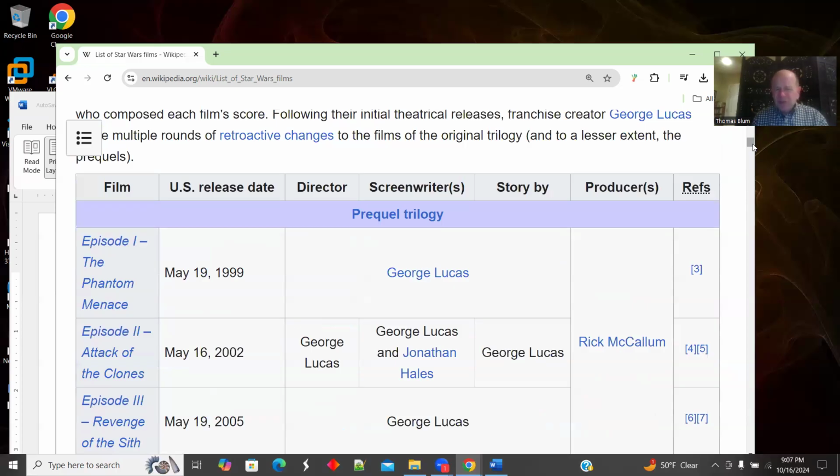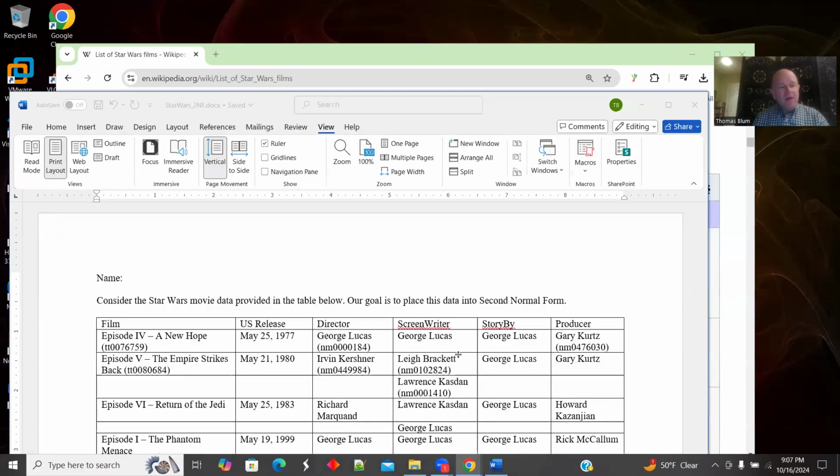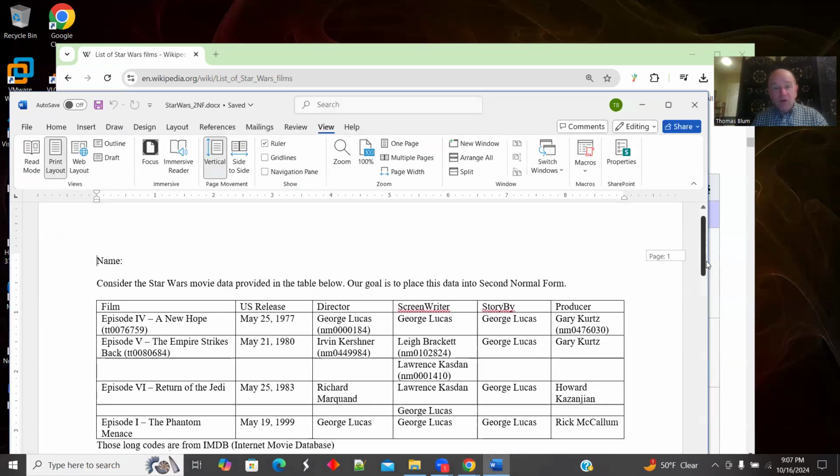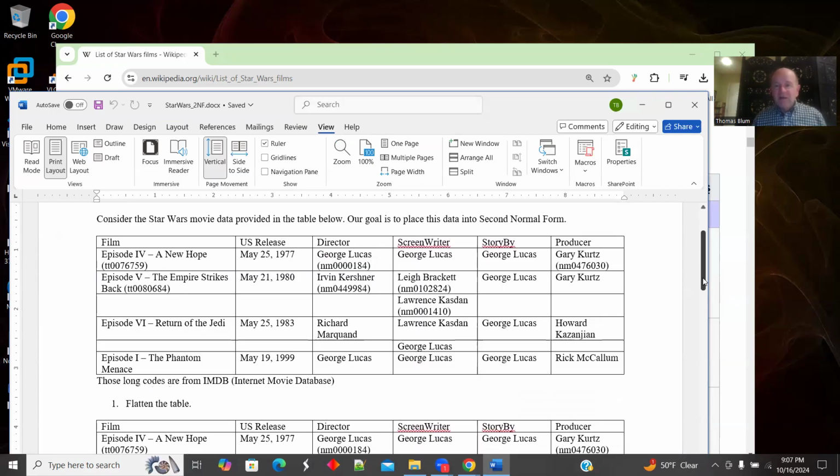So we have films and release dates and directors and screenwriters and story by and producers. We definitely have examples of them being multi-valued. Now, I didn't put down all the data, I only put down some of the data, but we've seen a longer list of data, and director may be single valued, but everything else was multi-valued.